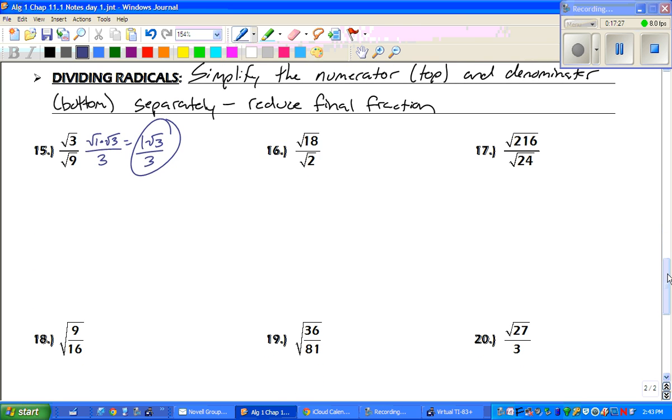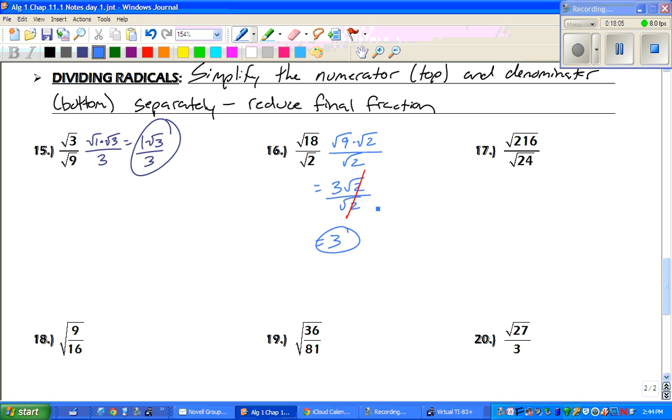Now, let's look at 16. What can you reduce that to? Well, the top's going to break down to the square root of 9 times the square root of 2. And the square root of 2 just stays like that on the bottom. So the square root of 9 is 3. Now, can we reduce anything? Yeah, you can cancel those out because it's the same thing. And now you're just left with 3.